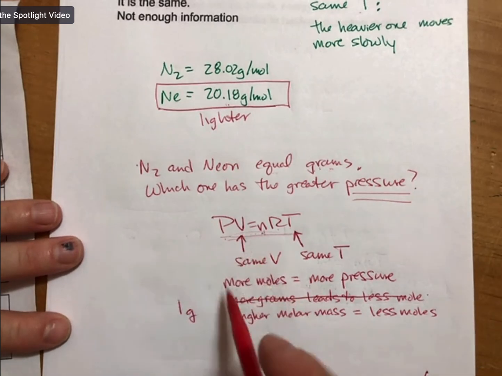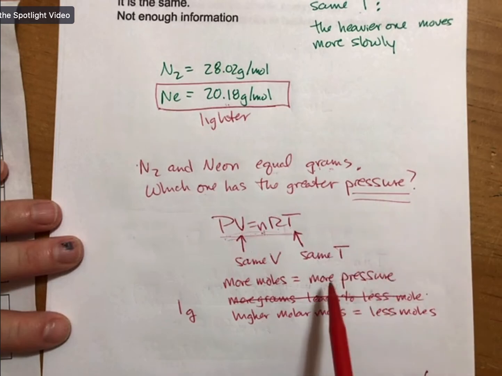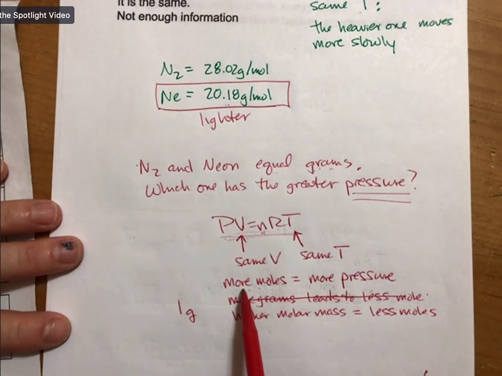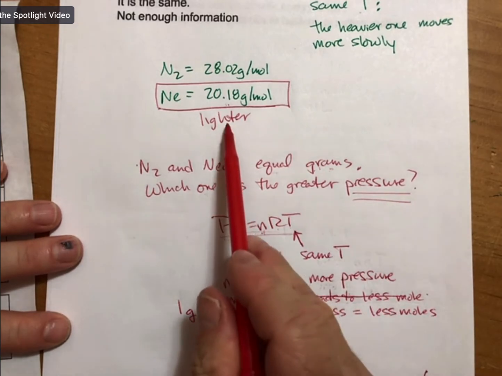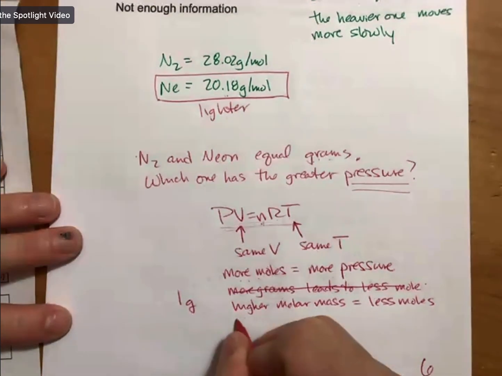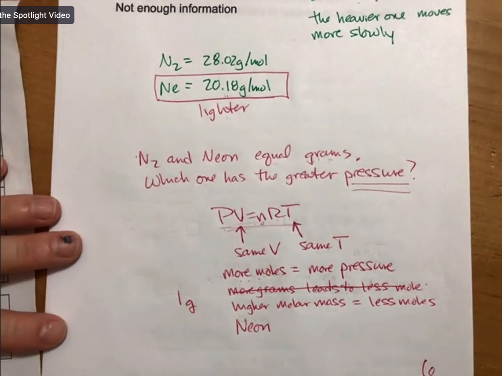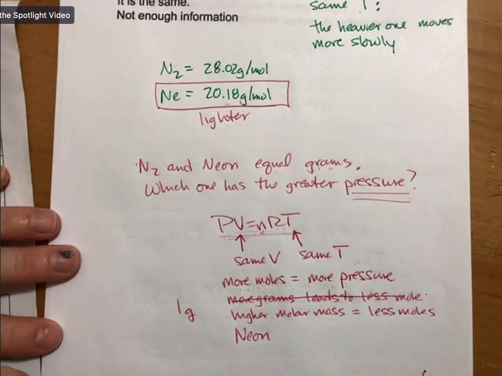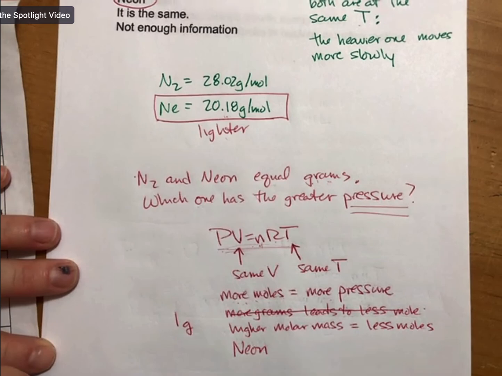So which one has the greater pressure? The one with more moles, which is again going to be the lighter one. So the answer to this question would be neon. Anyway, I didn't even ask that question, but just in case, wanted to make sure we went through the logic for it.